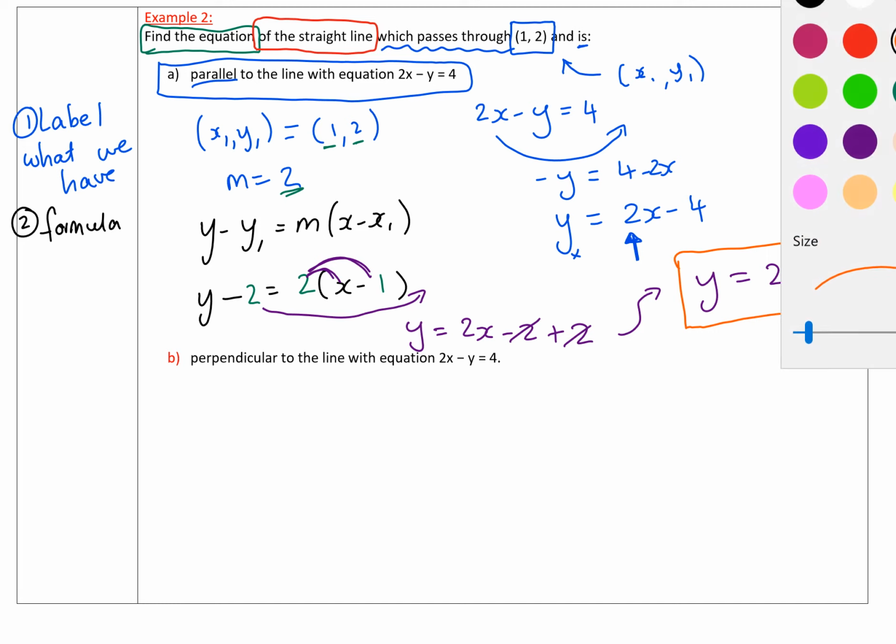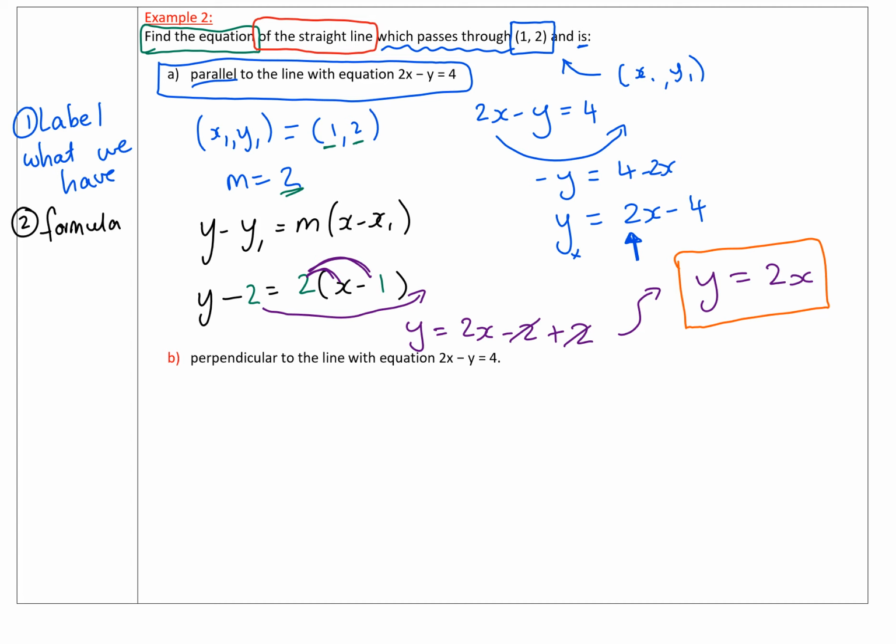We're also being asked part B to find the equation of a straight line, still passing through 1, 2, so that doesn't change. We've got 1, 2 equals x1, y1, but this time it's perpendicular to 2x minus y equals 4.